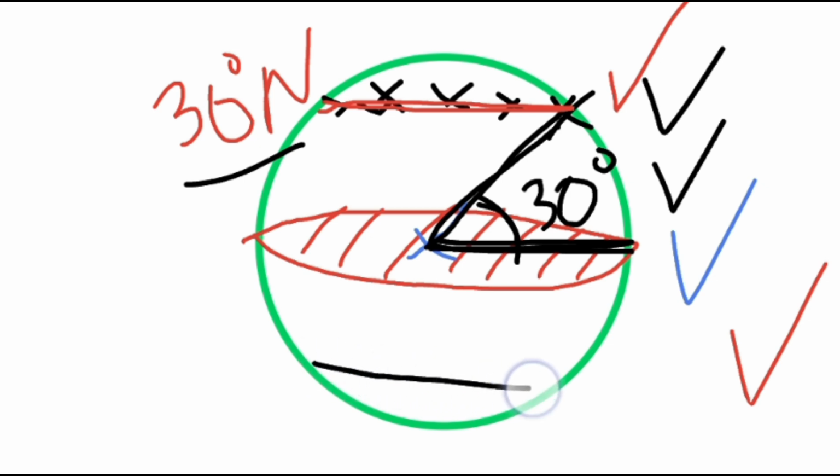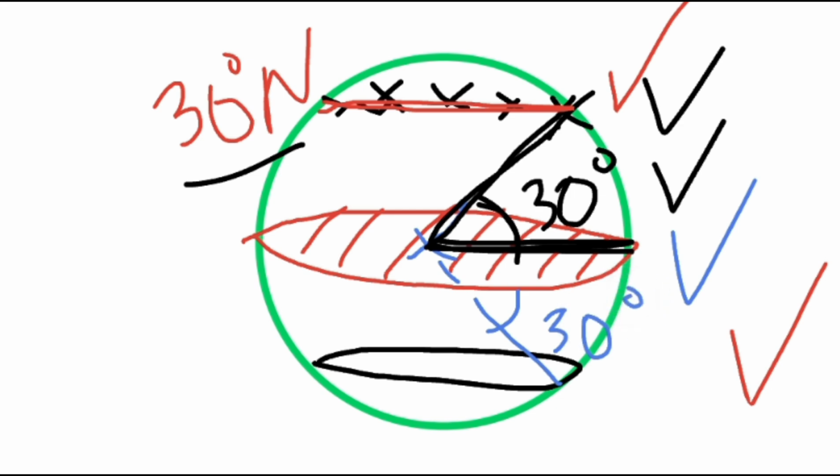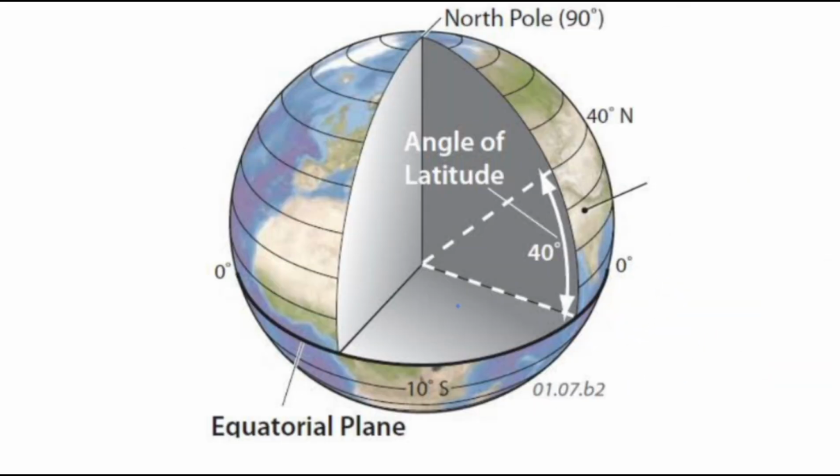I will just draw something like this. So this will be 30 degree south. Why? This particular angle will also be 30 degree. Just imagine this is a 3D figure. I will show another figure also. So this is the earth, and we are marking the equator. This is the equator. Then we mark the center of the earth, that is here.